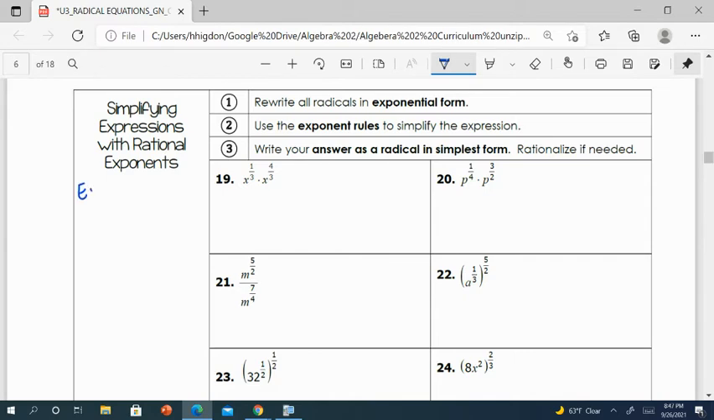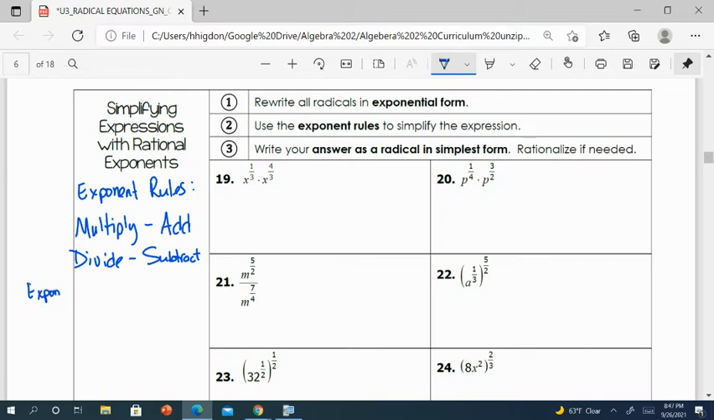So with exponents, if it says to multiply, exponents are going to add. If it says to divide, exponents are going to subtract. If you've got an exponent raised to an exponent, you're going to multiply those exponents.